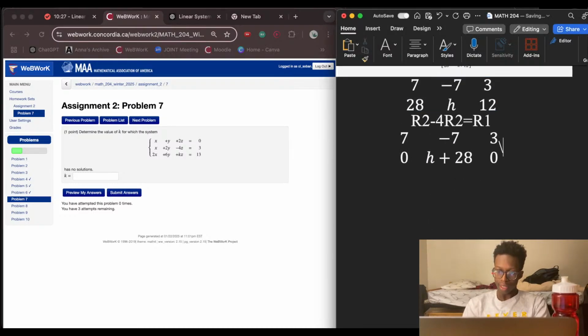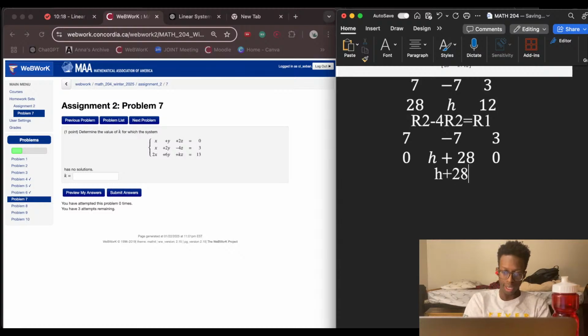Okay, makes sense. So then for this one, h plus 28 equals 0. So then h equals negative 28. Boom.